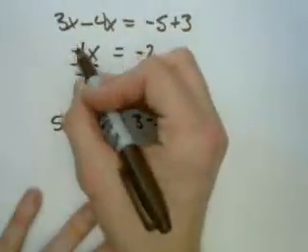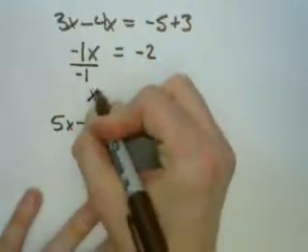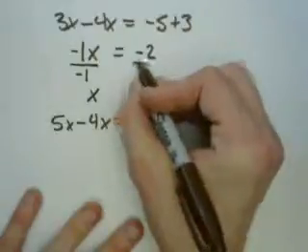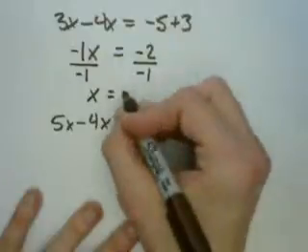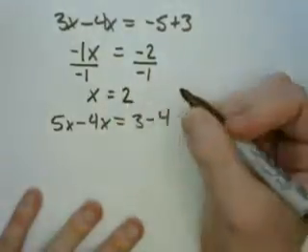So here, this becomes a positive x, which is what we want, and because I do that to one side, I have to do that to the other. And this is negative 2 divided by negative 1, which is a positive 2.